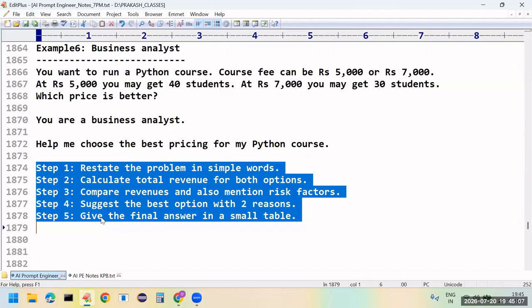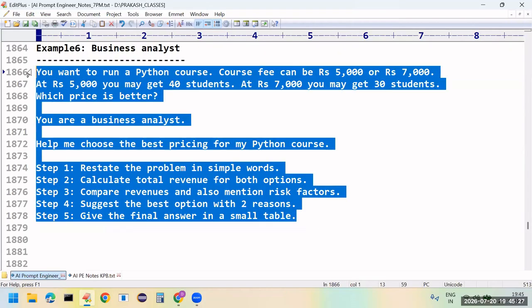Sir, if I keep 5,000 and I got 40 students, what will be the risk? If I am keeping 7,000 and 30 students are coming, what will be the risk? Suggest the best option with two reasons. Give the final answer in a small table. This is nothing but what we have. Sir, do you want me to show the output? Please confirm.